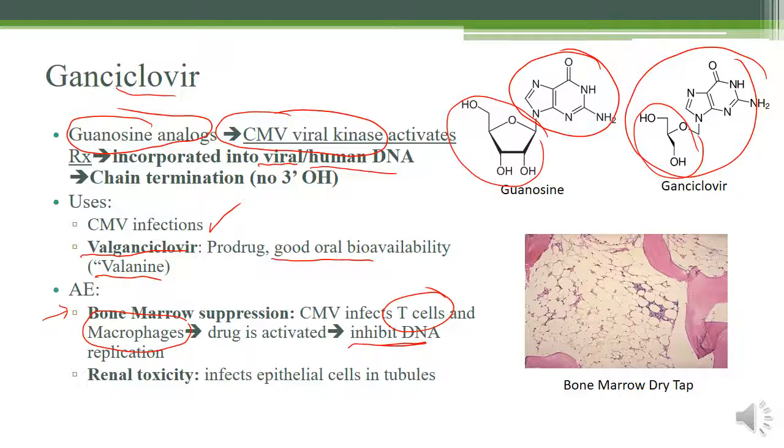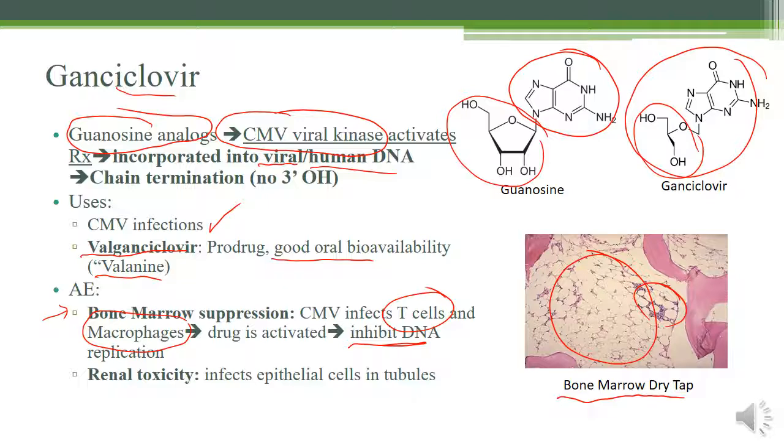And that can be pretty bad because that means that your T cells and your macrophages won't be able to reproduce and build enough to fight off infections, and you can get a lot of bone marrow suppression. I showed you a picture over here of a bone marrow dry tap, and you can see it's just a whole lot of fat inside of the bone marrow, not as many cells as you would expect to be filling up your bone marrow.